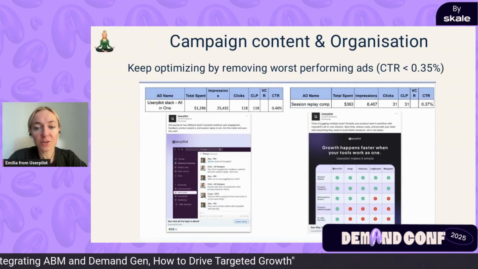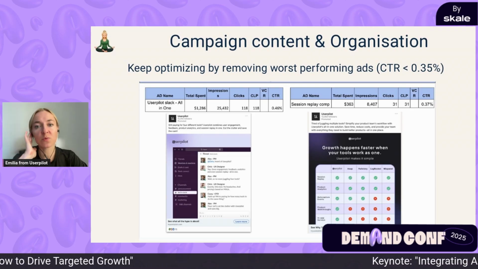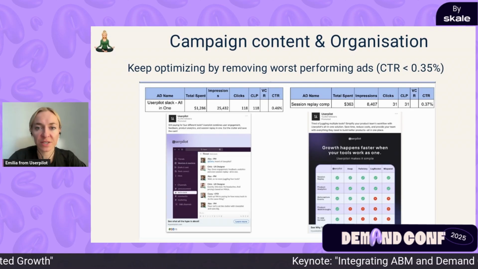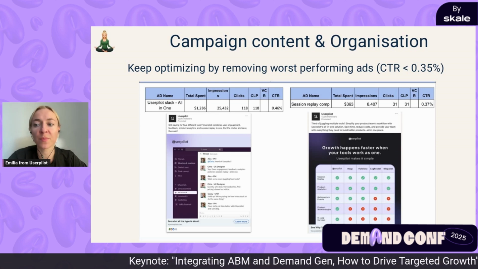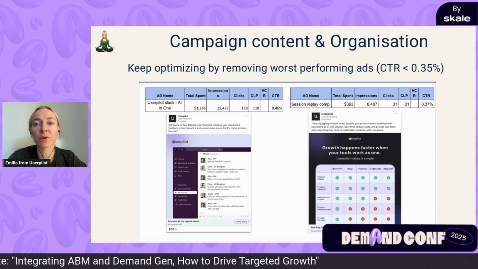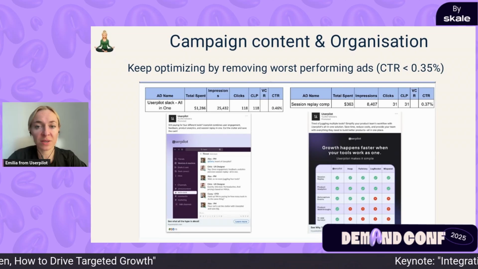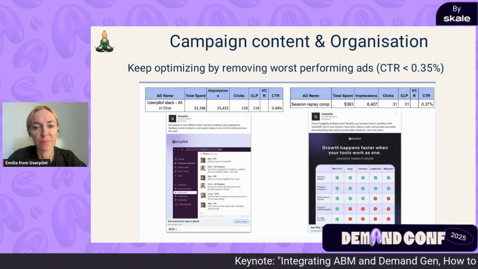And when it comes to campaign content and organization, once you have created all these assets, right, you grouped them by intent, you group them into these different campaigns, be it if you want to do Emergent or if you want to do these more targeted ABM demand generation campaigns.